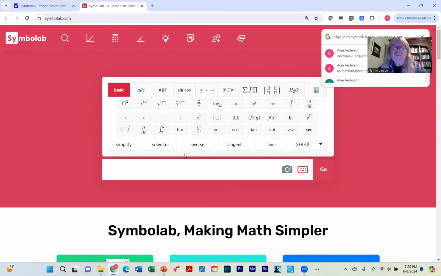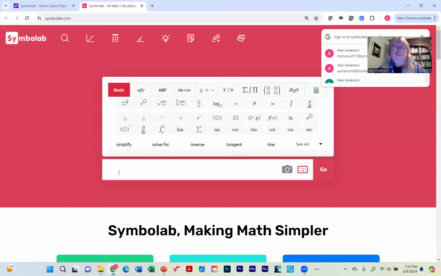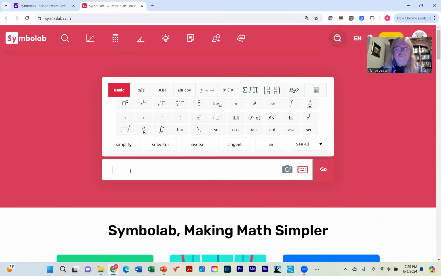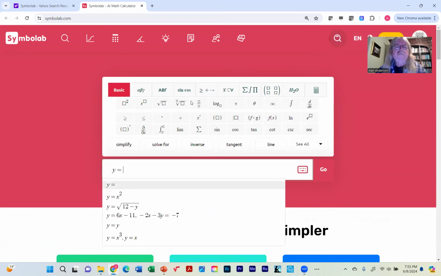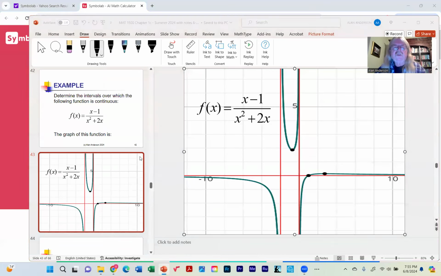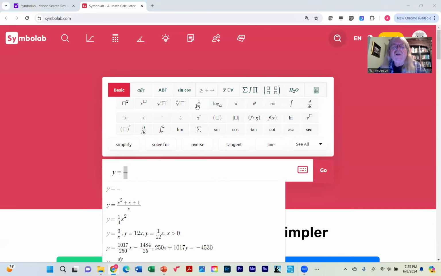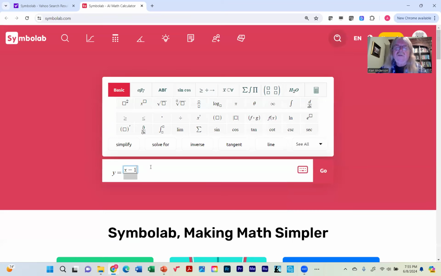So we have x minus 1 divided by x squared plus 2x. Okay, I've got to get used to the way it accepts ratios. It's very clumsy. Like if you don't have the mouse in exactly the right spot, it's just going to erase what you've done.